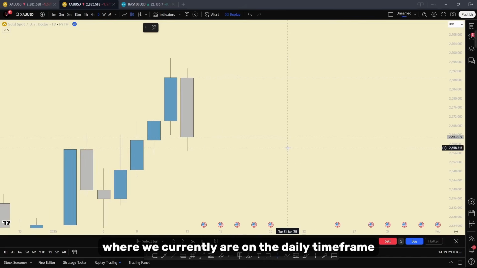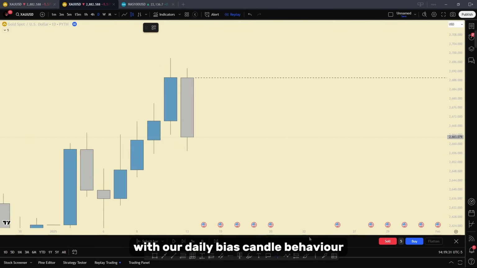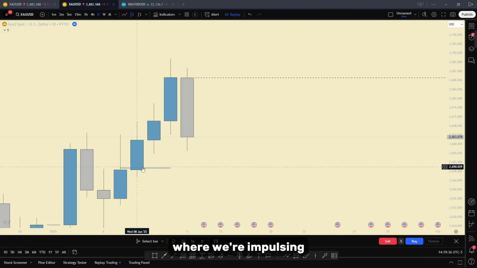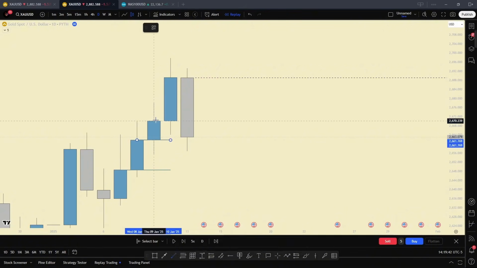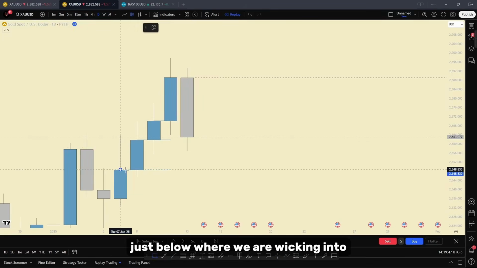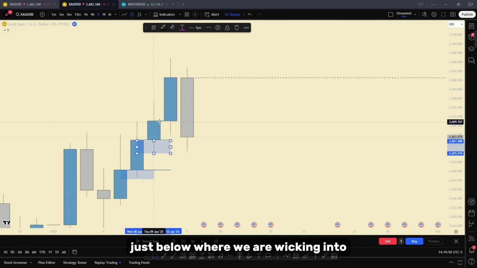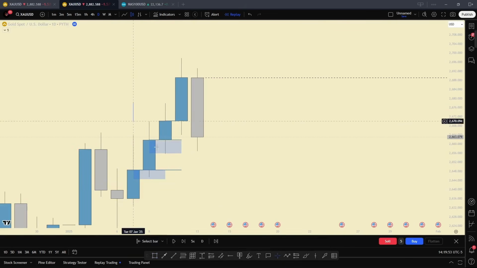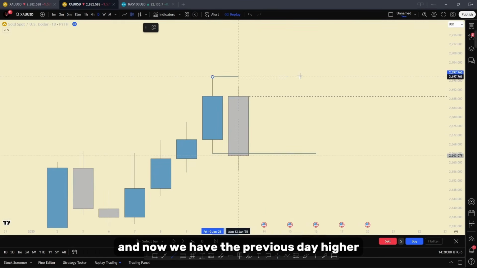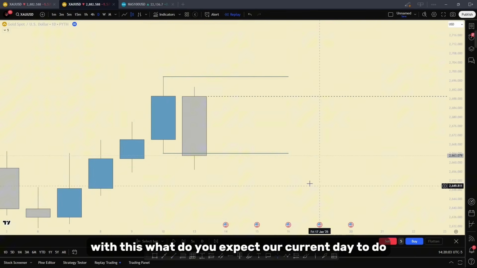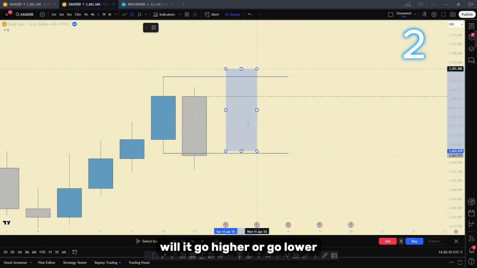Where we currently are on the daily time frame with our daily bias, candle behavior shows us that we've had preceding days where we're impulsing, closing above our candle close for the previous day, daily close, and where's our ideal area? Just below where we are wicking into. However, with our current day, we have now started to sweep our previous day low, and now we have the previous day high. With this, what do you expect our current day to do? Will it go higher or go lower?